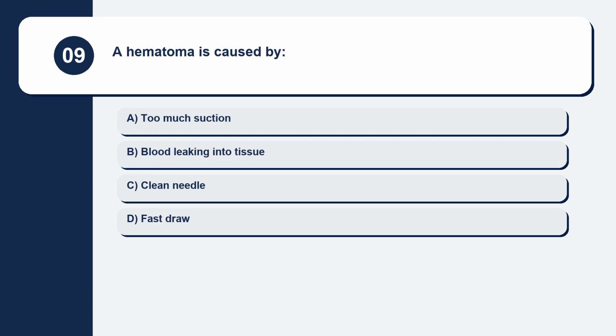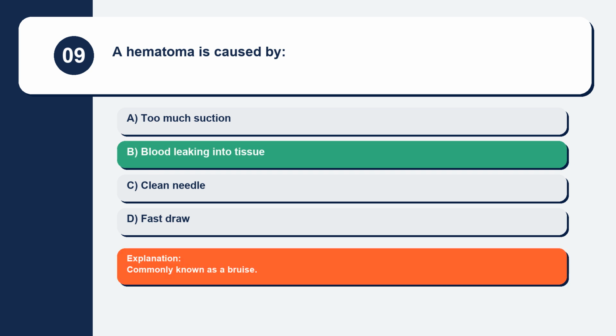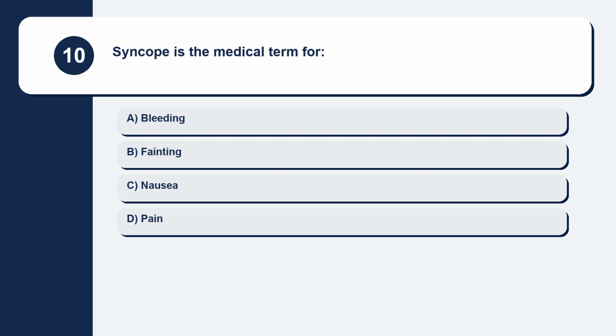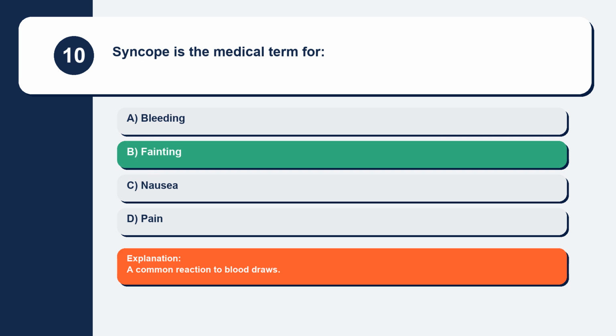Question 9. A hematoma is caused by too much suction, blood leaking into tissue, clean needle, fast draw. Commonly known as a bruise. Question 10. Syncope is the medical term for bleeding, fainting, nausea, pain. A common reaction to blood draws.